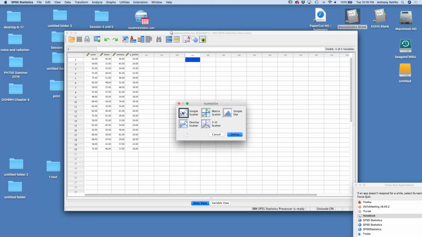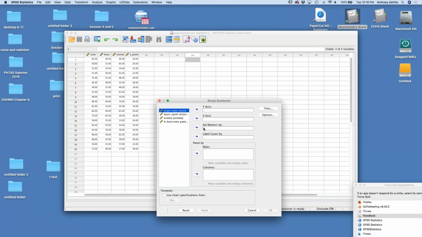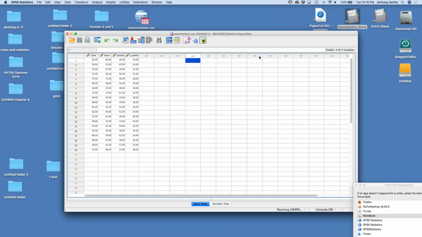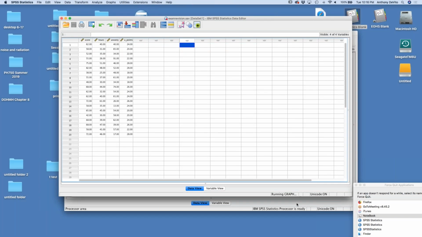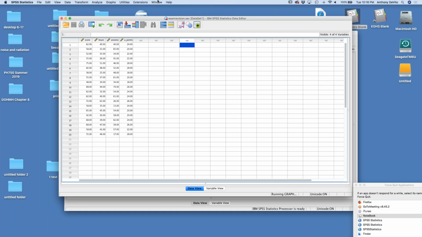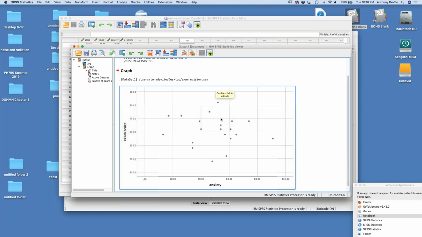Let's see how strong the association is between the exam score and the level of anxiety. Let's put the exam score in there, and the anxiety level in there, and click OK. And let's see what kind of thing we get. There's my output window. Okay, there we go. Wow, that doesn't look very good, does it?